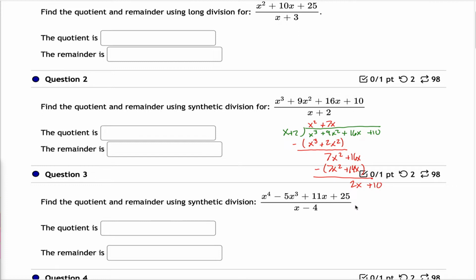One more time. Now, instead of my goal being to get rid of this x cubed or this 7x squared, my goal is to get rid of this 2x. How to get rid of the 2x? Toss 2 up top. Why? Because 2 times x plus 2 gives me 2x plus 4. Subtract. The 2x's go away. The 10 and the 4, when I subtract them, leaves me with 6, and I'm done. How do I know I'm done? Because this degree is less than this degree, because I just have a constant down here. That constant ends up being my remainder, so the number 6 goes into this box. And the quotient is what you have up top, this x squared plus 7x plus 2. So that's how you do polynomial long division.